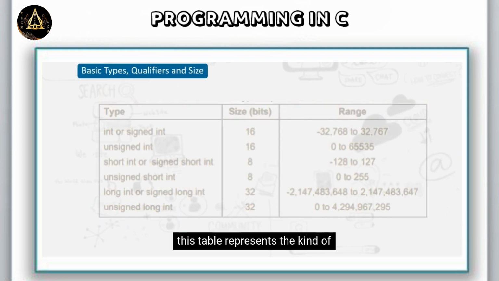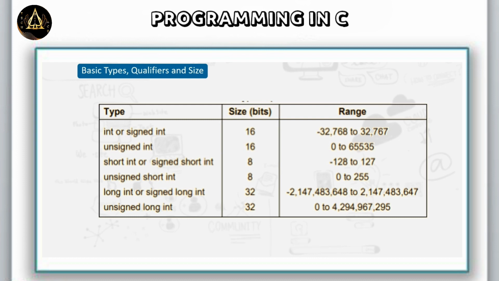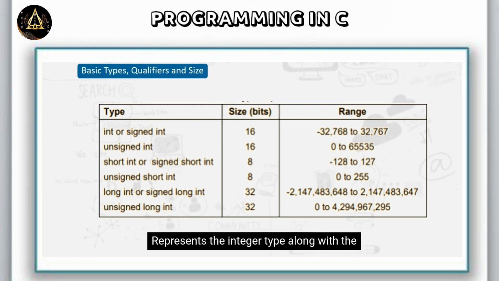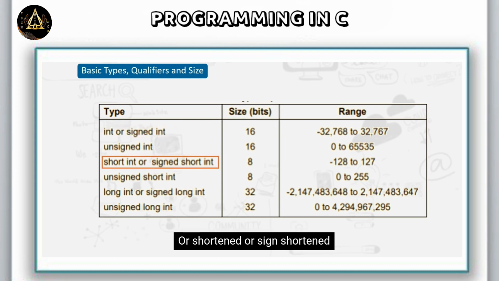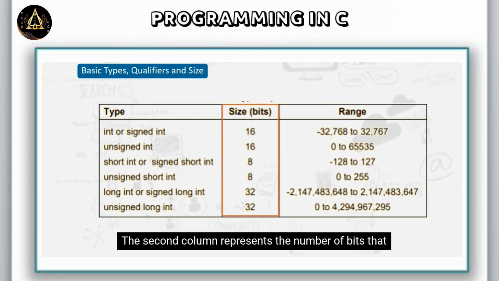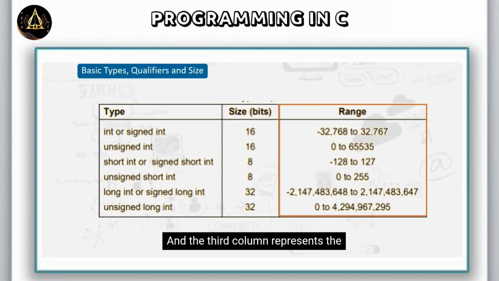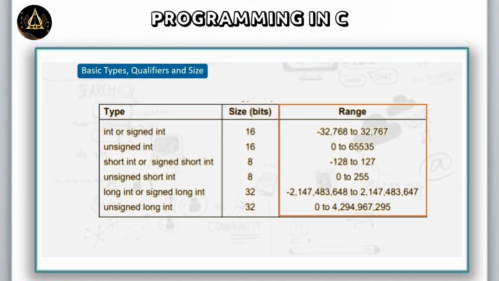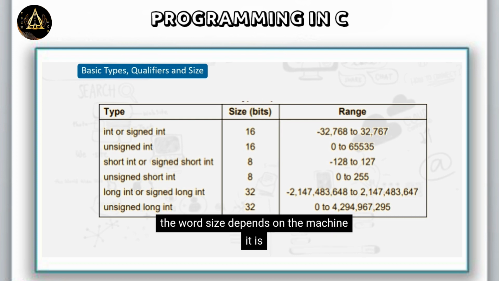This table represents the kind of modifiers that are used along with the integer type. Here in the table, the first column represents the integer type along with the modifiers like int or signed int, or short int or signed short int, or long int or signed long int. The second column represents the number of bits that are occupied in the memory, and the third column represents the range of values.